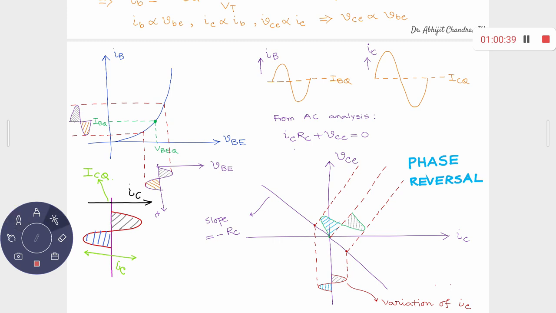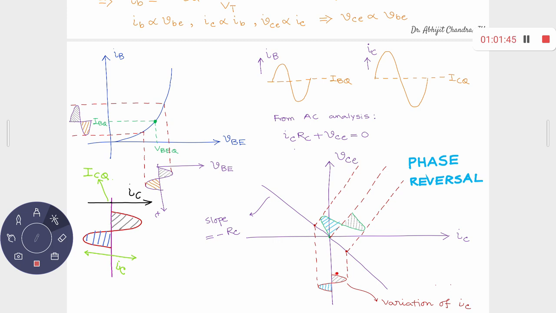Okay. Then, when this fluctuation is present, IC equals plus some delta IC and IC equals minus some delta IC. Whenever you have this positive fluctuation, the corresponding fluctuation in VC is represented by this one. And when there is negative fluctuation of the collector current, the corresponding fluctuation is represented by this one, because here the slope is negative, minus RC. Remember, this is the DC operating point, symbolizing ICQ and VCQ.